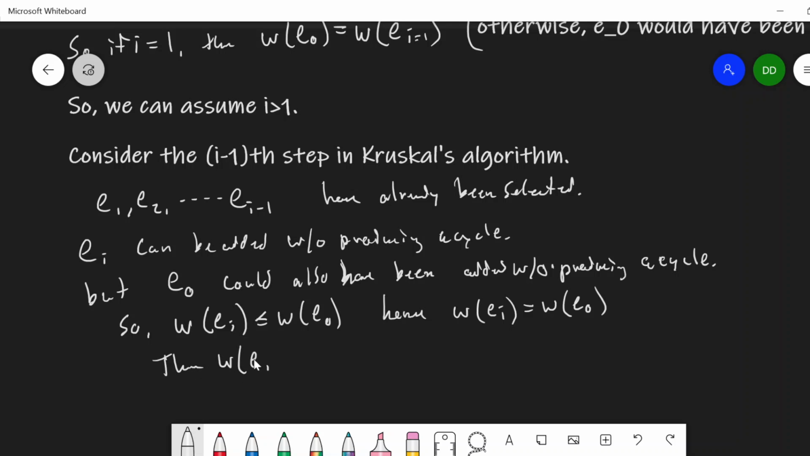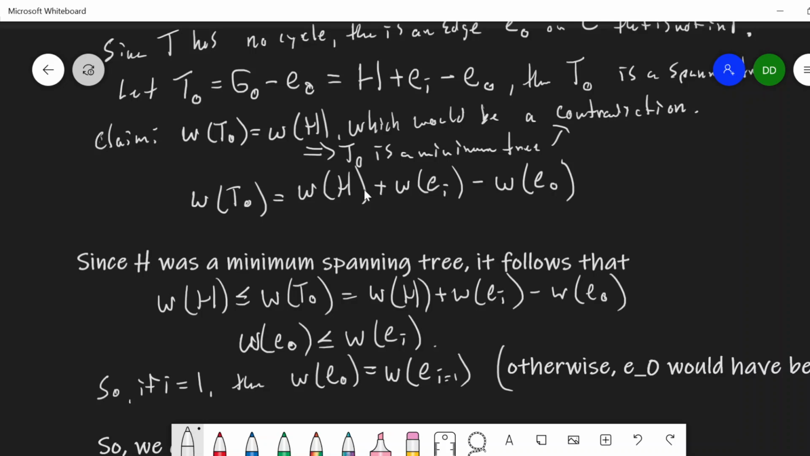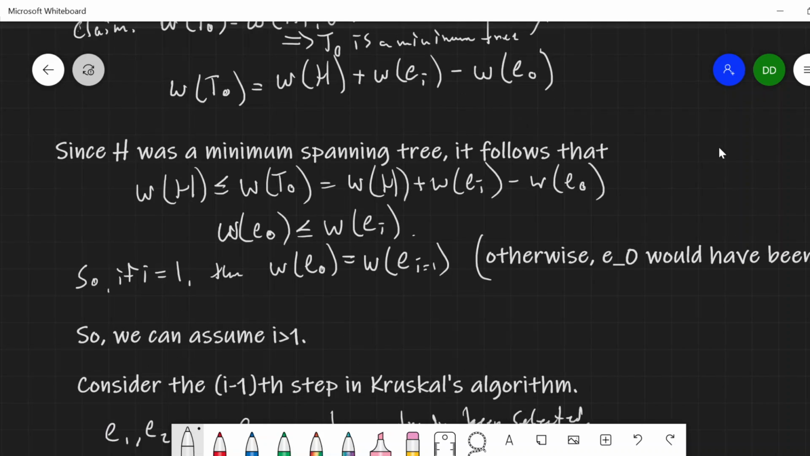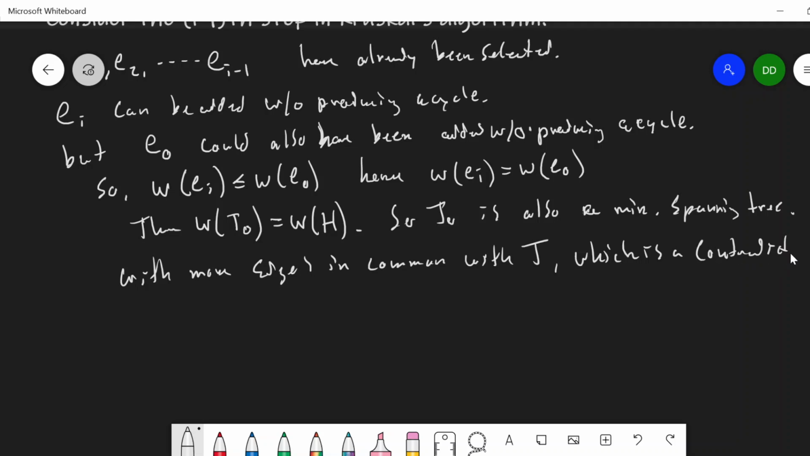Then the weight of T naught must be the same as the weight of H. So T naught is also a minimum spanning tree. But remember how we got T naught. T naught had more edges in common with T than H because I added this edge E sub I, right? T naught contains E sub I, and E naught was not in T. So T naught is also a minimum spanning tree with more edges in common with T, which is a contradiction. And that finishes the proof.